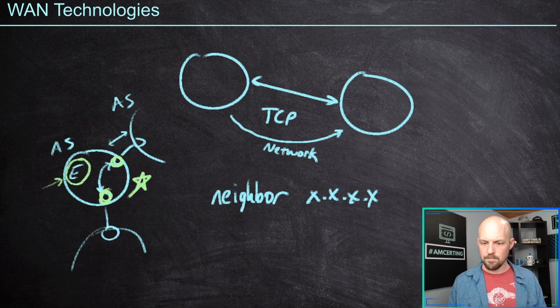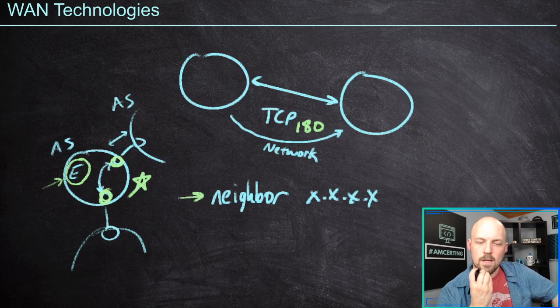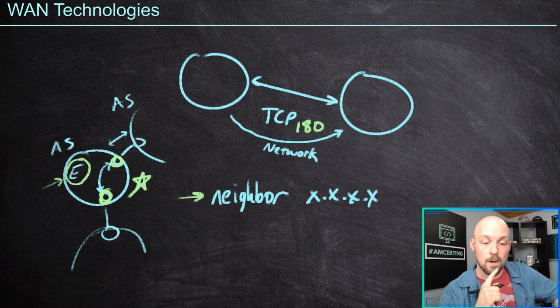All right. So, let's see here. So, neighbor, we're going to do the neighbor command. By the way, this runs on TCP port 179. What else do we want to cover before we go do some configuration? Oh yes, one other thing, and we're going to see this.